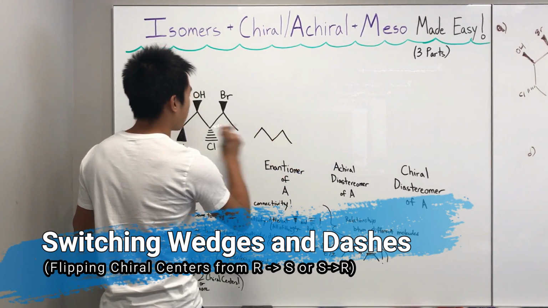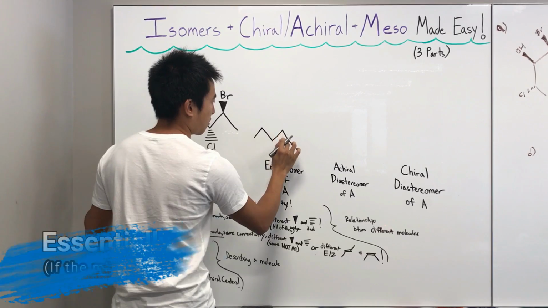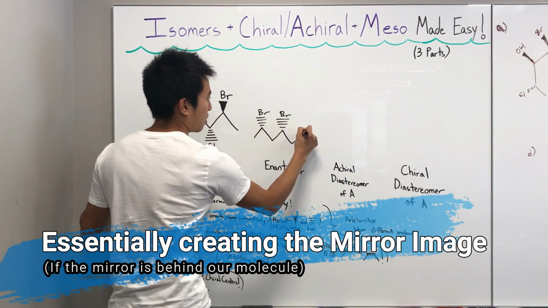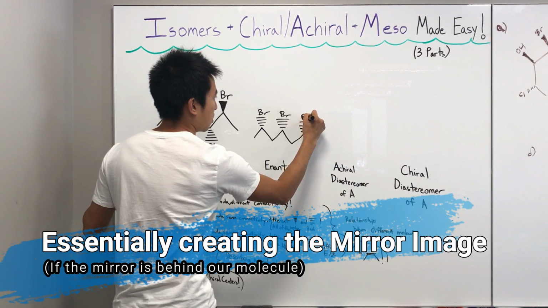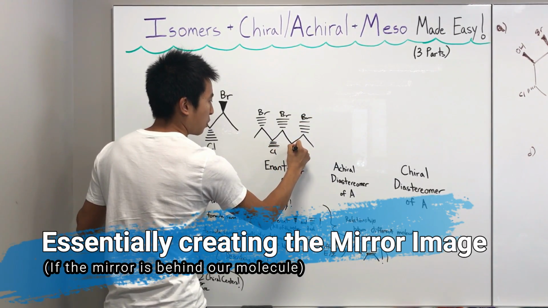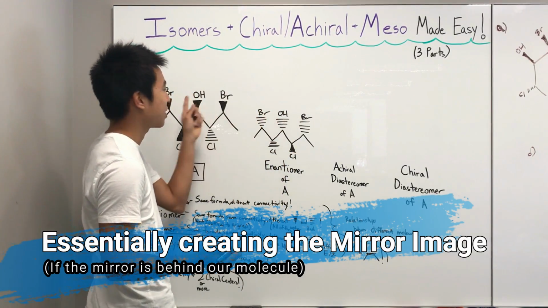Same formula, same bonding. 1, 2, 3, 4, 5, 6, 7. 1, 2, 3, 4, 5, 6, 7. And then we're going to dash this too. Chlorine. And we're going to wedge this chlorine right here. Okay, and I'll switch out that Br I drew with the OH.